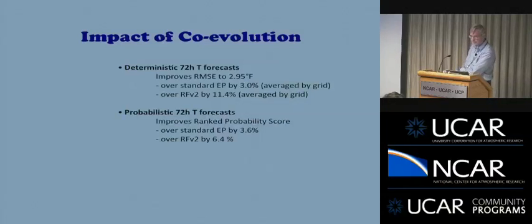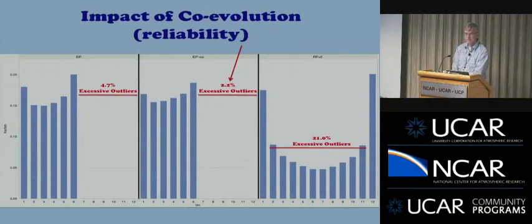And probabilistic temperature forecast, because you can also do this probabilistically, it's not just deterministic. And it improves the rank probability score by about 3.6% over the standard EP and over the reforecast by 6%. So it's doing what EP does, standard EP, but it does it better. So it's actually worth all this extra ecosystem dynamics effort.